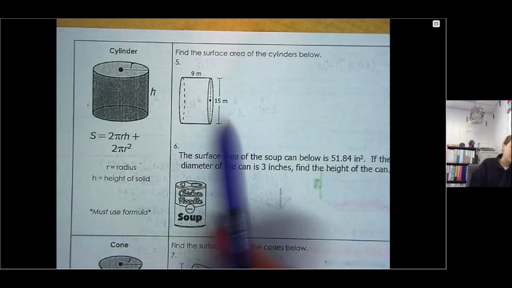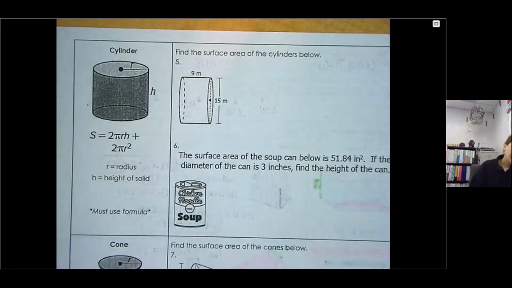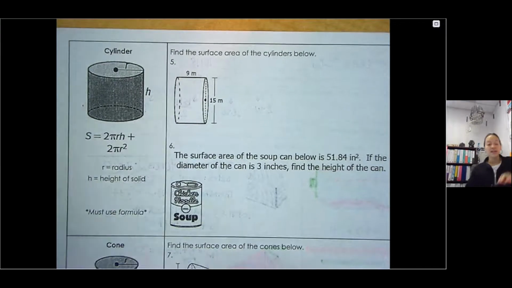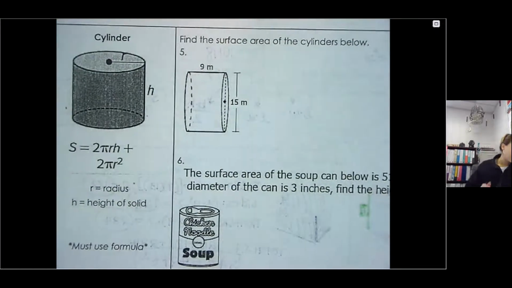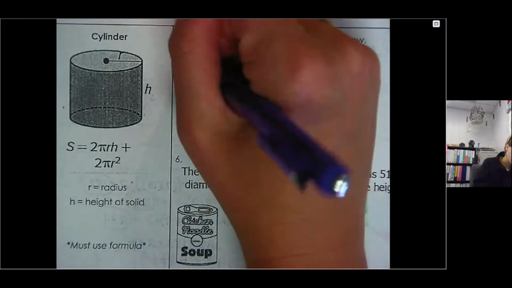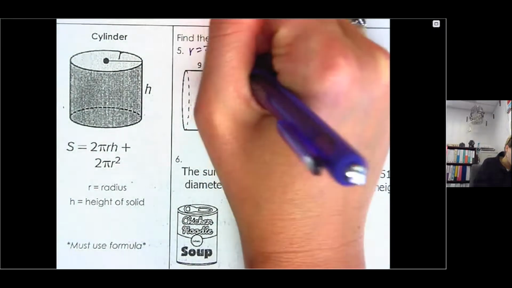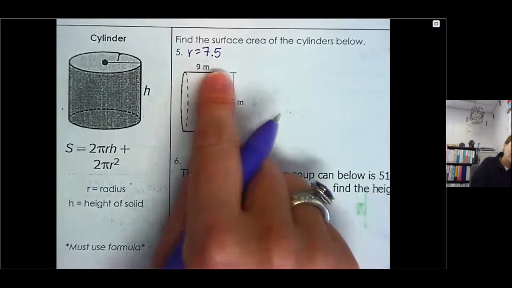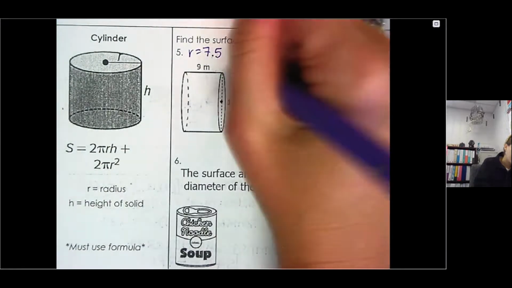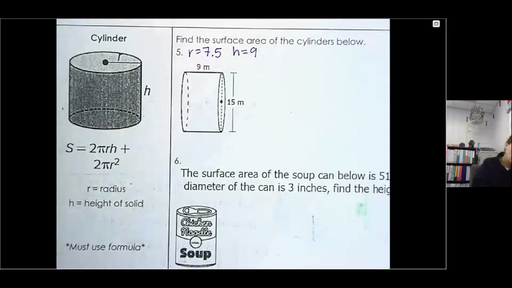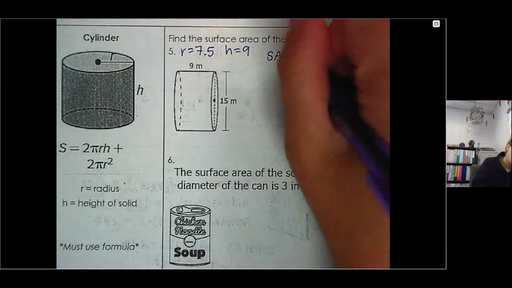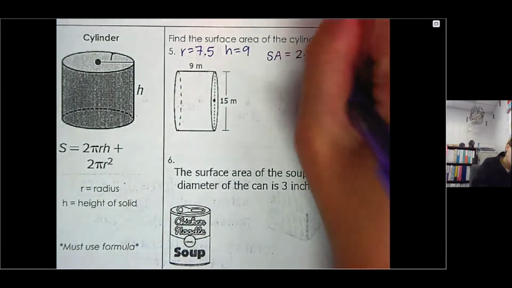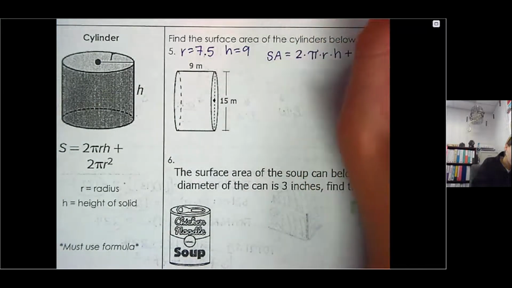So let's take this picture. The diameter is 15, so that means that my radius would be half of it. So my radius is 7.5. And then the height of my cylinder, the side that connects the two circles together, is 9. So all I'm doing is plug and chug. So the surface area equation is 2 pi RH plus 2 pi R squared.